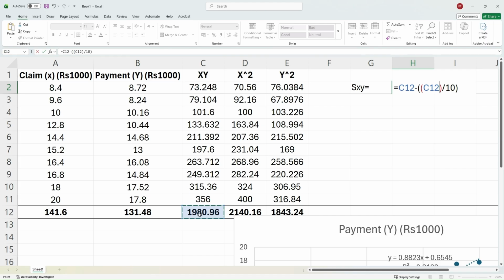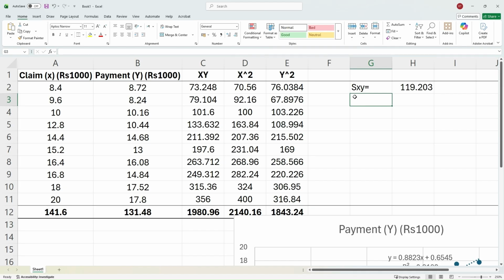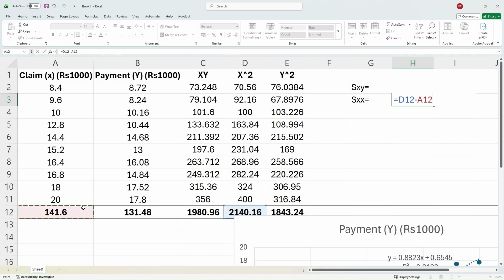So what are we doing here? We are taking the sum of squares of xy, which is the sum of xy minus the sum of x times the sum of y, and the whole thing you divide by 10. That's done. We are going to do the same thing now for the sum of squares of x, which is the sum of x squared minus the sum of x, squared, divided by 10.